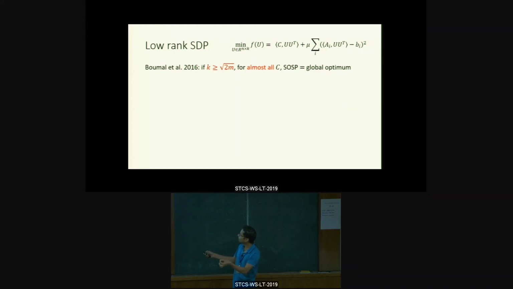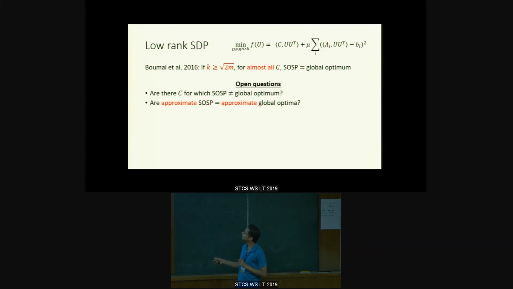with probability 1, every second order stationary point is a global optimum. So we can then use the local algorithms which can find the second order stationary points, and this result tells us that any second order stationary point is indeed a global optimum. Okay, that's the usefulness of this result. But then this leaves two questions open. So the first one is whether this "almost all" is required or not?